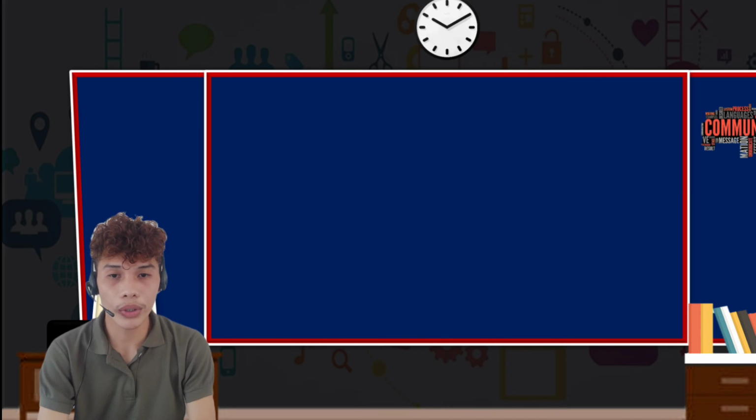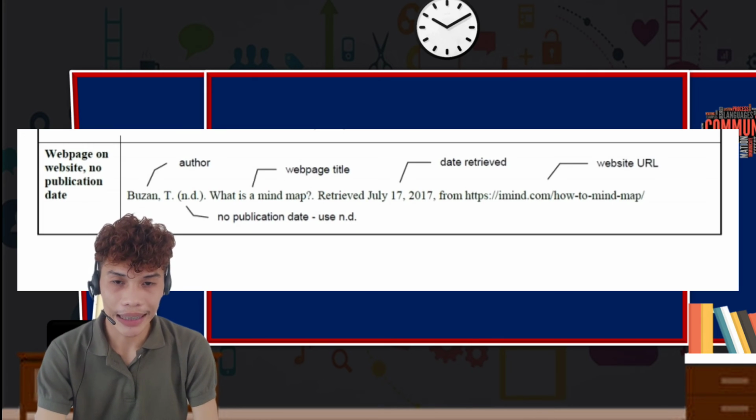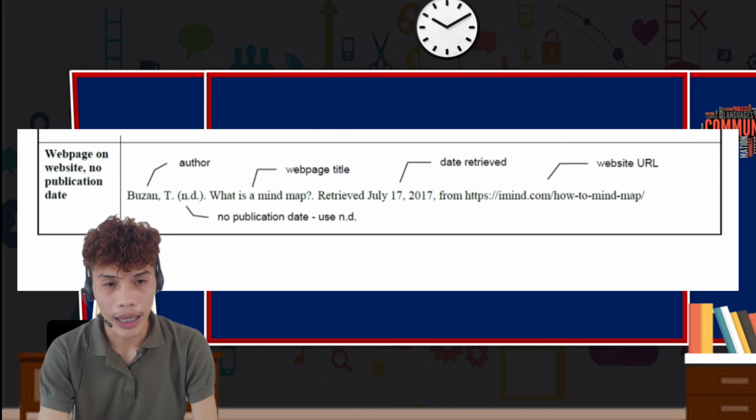Now, another way of doing a reference list using a website as your source can also be done this way. If the author of an article is known, then write the author's name, the year of publication if it is available, and write ND if there is no date. Next would be the web page title, the date retrieved, and the website URL.